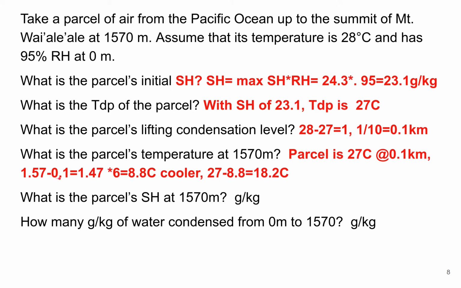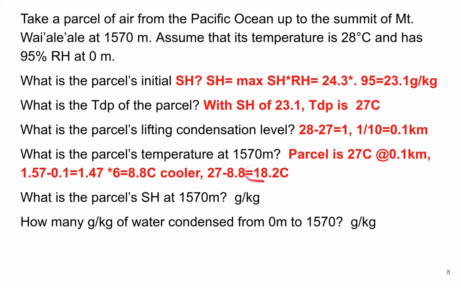So we're going from point 0.1, the lifting condensation level was 0.1 kilometers, so going from 0.1 to 1.57 is a difference of 1.47 kilometers. The parcel's already cooled to dew point temperature, so it's going to cool at the moist rate of 6 degrees. So it's going to rise 1.47 kilometers and cool 6 degrees per kilometer for 8.8 degrees of cooling. The initial temperature at the lifting condensation level, not on the ground, but at the lifting condensation level was 27 degrees. 27 minus 8.8 is 18.2 degrees.